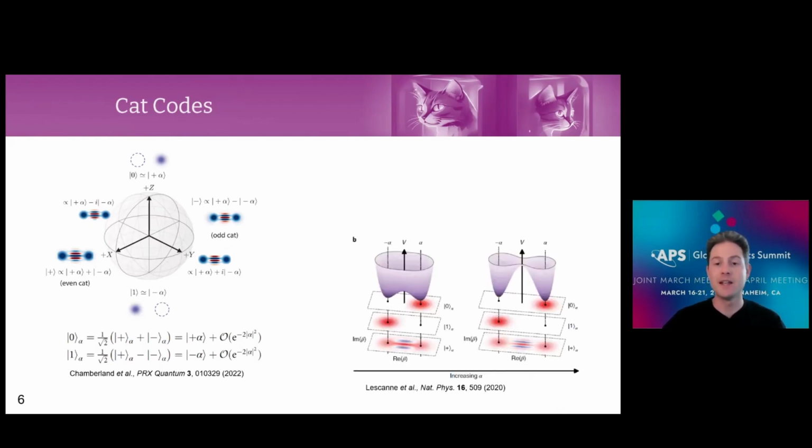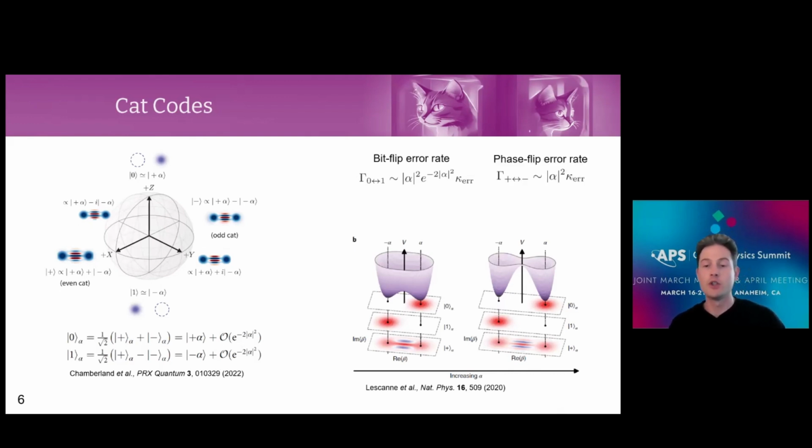This helps us mitigate the different errors faced by quantum computing, mainly the bit flip error and the phase flip error. You can see the rates related to these errors are related to the size of the cat state, this alpha squared term. If we take alpha squared to be much greater than 1, we exponentially decrease our bit flip error rate while only linearly increasing our phase flip error rate, which can be highly useful to different quantum circuits and quantum algorithms that might have these errors.